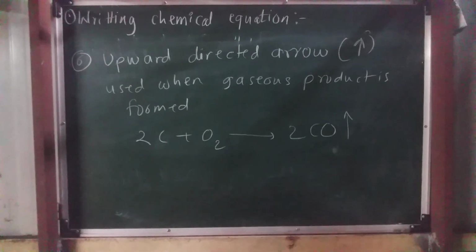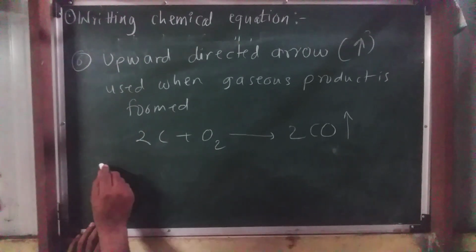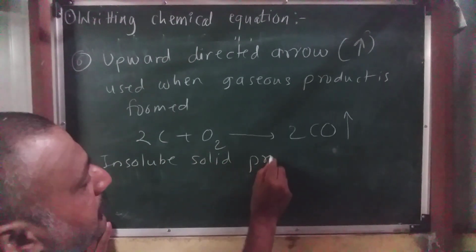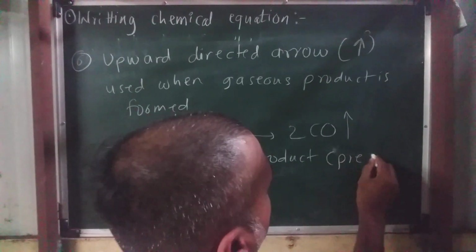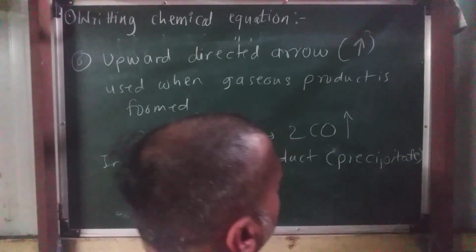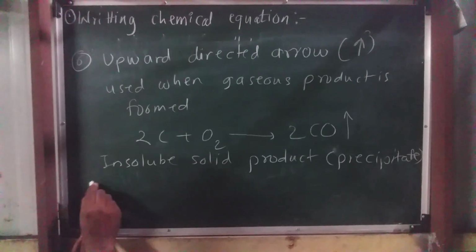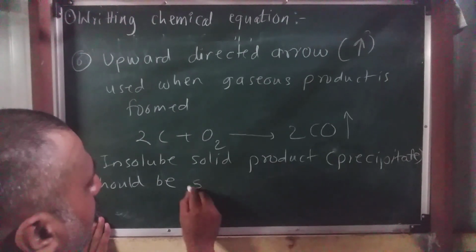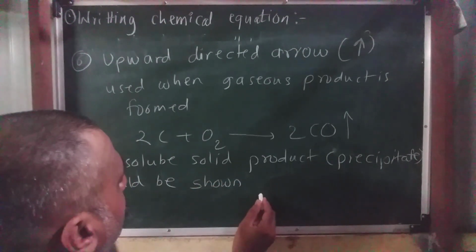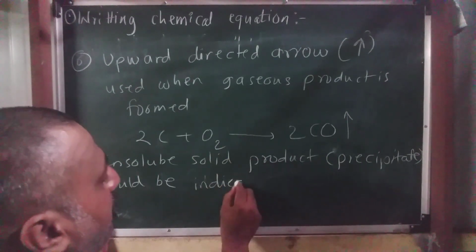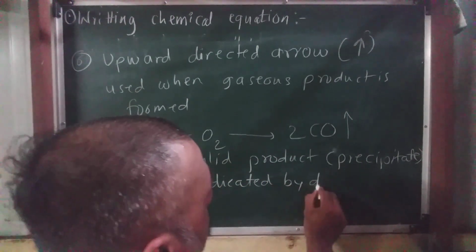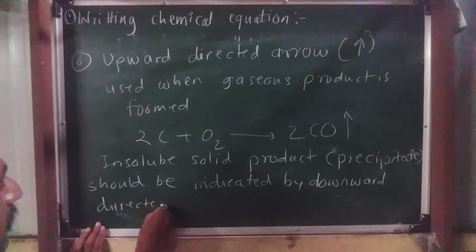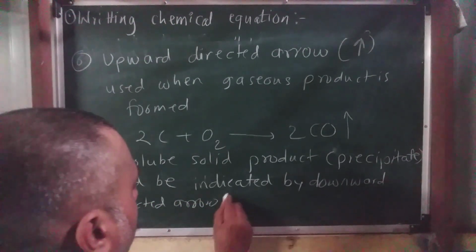Sometimes precipitate formation takes place. An insoluble solid product is what we call a precipitate. An insoluble solid product, a precipitate, should be shown, should be indicated by a downward directed arrow. This is the downward directed arrow.